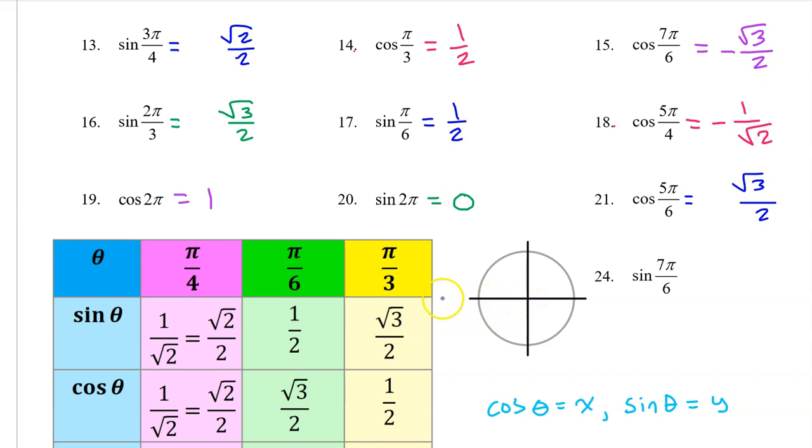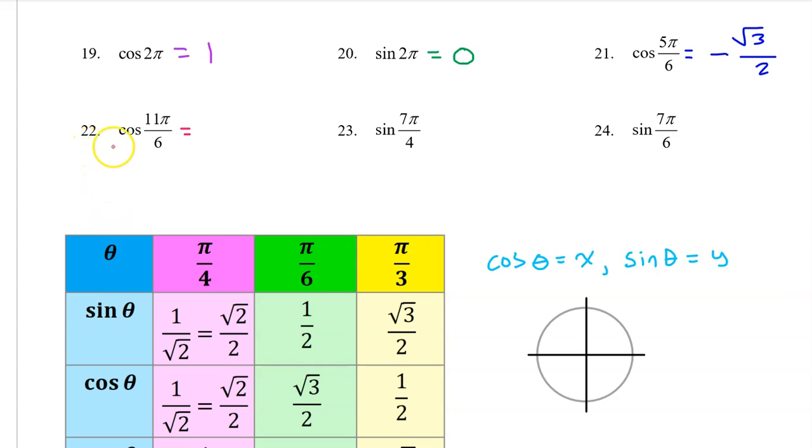We can think of pi as 6 pi over 6. Therefore, 5 pi over 6 will be one multiple before 6 pi over 6. So it's in the second quadrant. Cosine is the x value on the unit circle, and x values are negative in the second quadrant. So the answer will be negative radical 3 over 2.